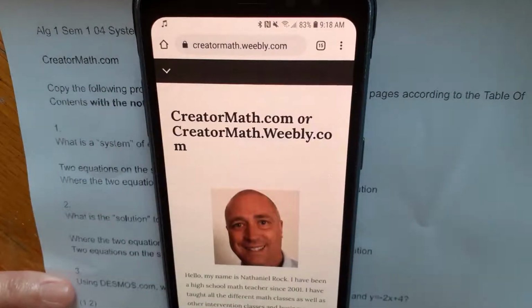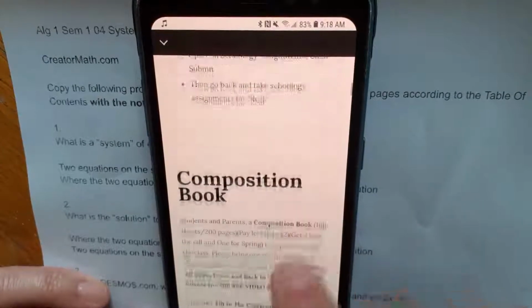If you have any questions on the composition book, you guys are always asking me about composition books all through the semester, and that's fine. But I want you to know all the answers are on creatormath.weebly.com. Just scroll down until you see composition book.